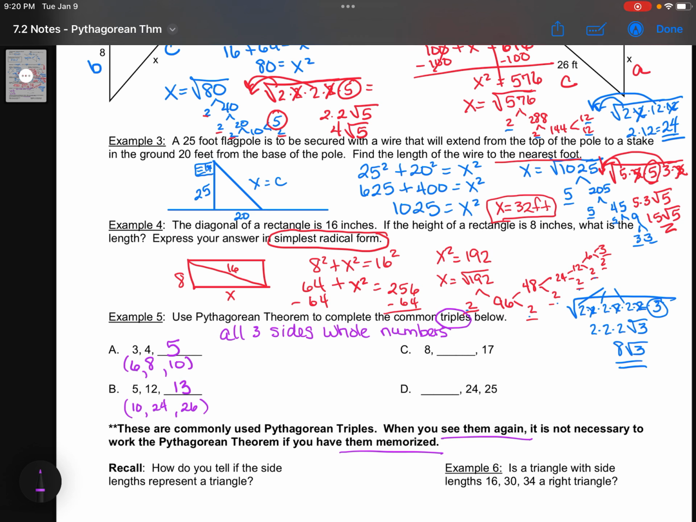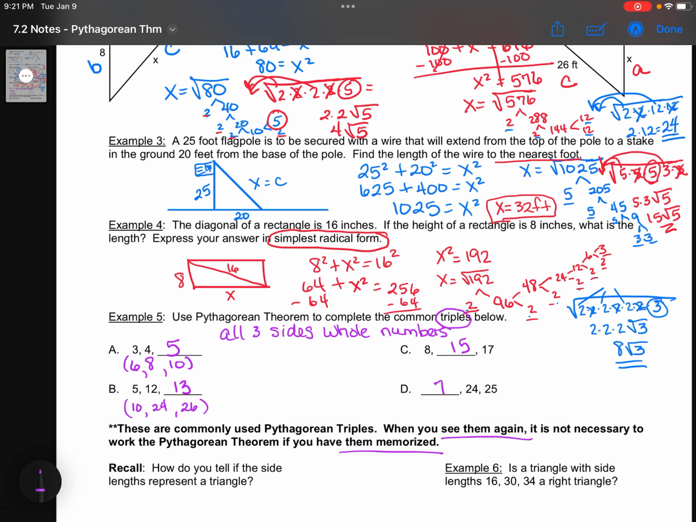So 17 is going to be the C, the long hypotenuse side. So I'm going to subtract, and I'm going to get 15. And then my last one is 7.